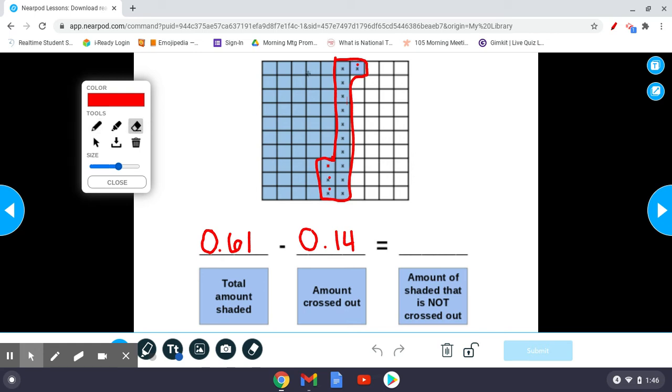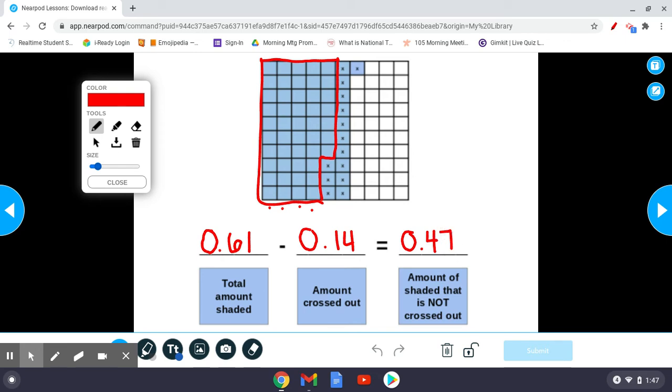And let's take a look at what our difference will be. Again, the difference is the answer. And that is represented in the blue part that is not overlapped with an X. So again, you can see 1, 2, 3, 4 total columns. So that's 40, 41, 42, 43, 44, 45, 46, 47 total little boxes for a difference of 47 hundredths.